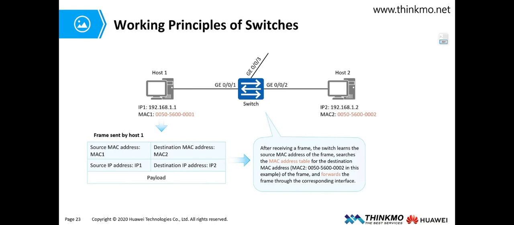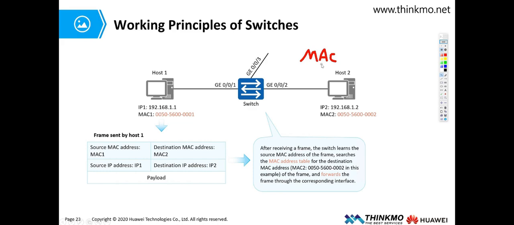Hello everyone, today we're going to talk about the working principle of a switch. Here we can see two PCs and a switch in the middle. In this context, the switch we're referring to is a layer 2 switch, which operates at the data link layer. It forwards data based on MAC addresses, which are used for sending and receiving data.